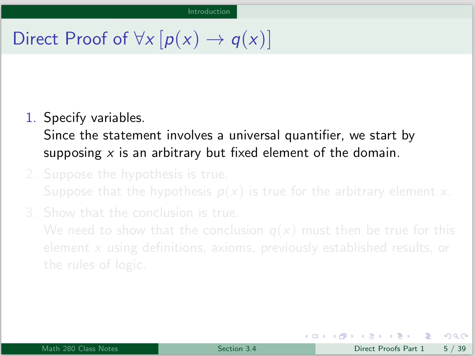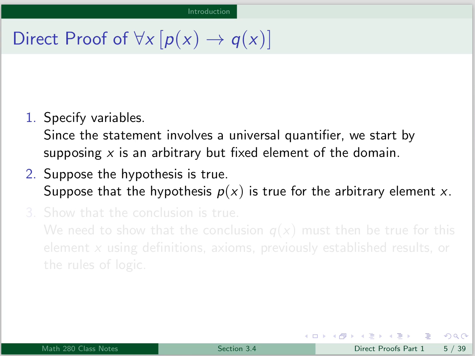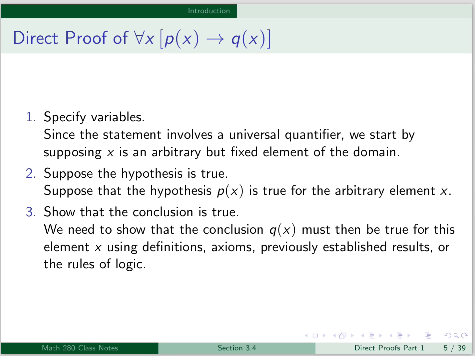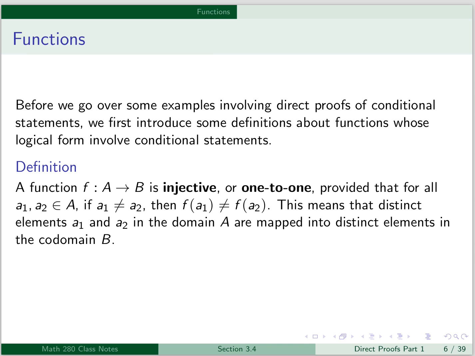Our first step is to specify our variables. Since the statement involves a universal quantifier, we start by supposing x is an arbitrary but fixed element of the domain. Secondly, we suppose our hypothesis p of x is true for this arbitrary element x. Third, we need to show that the conclusion q of x must then be true for this element x using definitions, axioms, previously established results, together with the rules of logic.